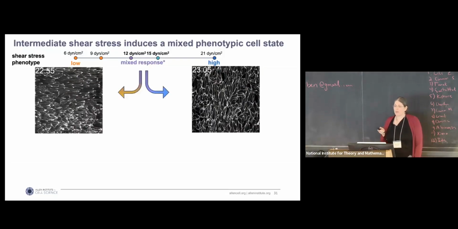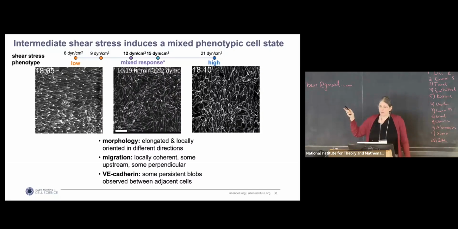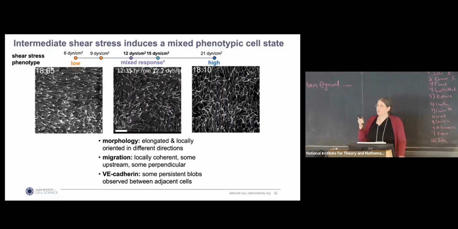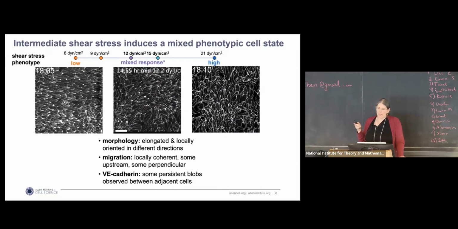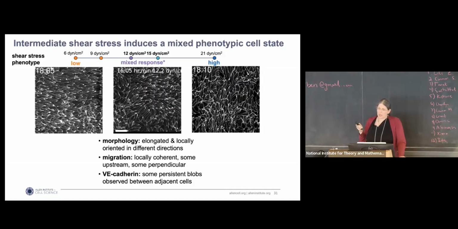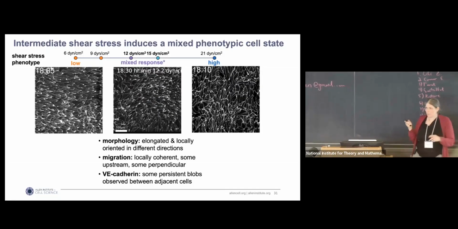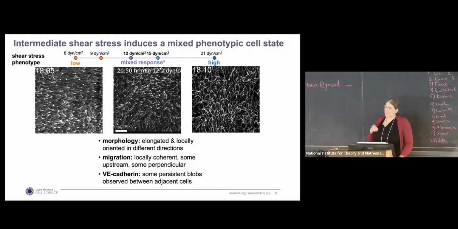We get a mixed response where some replicates behave as you would expect, and some replicates start to exhibit a very mixed phenotype. This now gets to really interesting spatial questions, which we can discuss at the end, where the morphology is now elongated and locally oriented in different directions. The migration is all over the place, depending on which replicate and when you are. And the V-coherent blobs can sometimes be there and sometimes not.